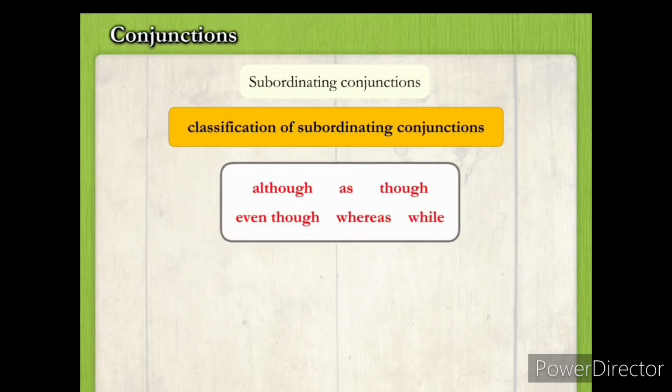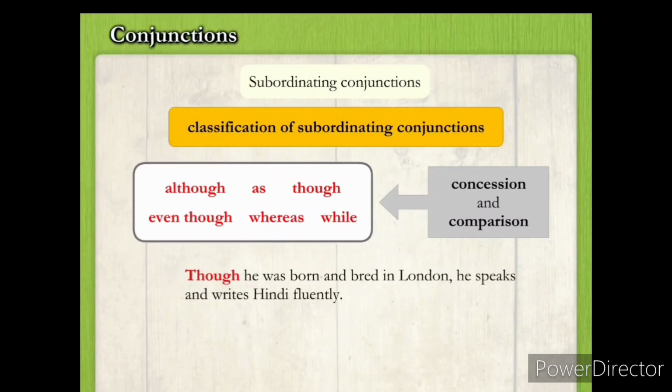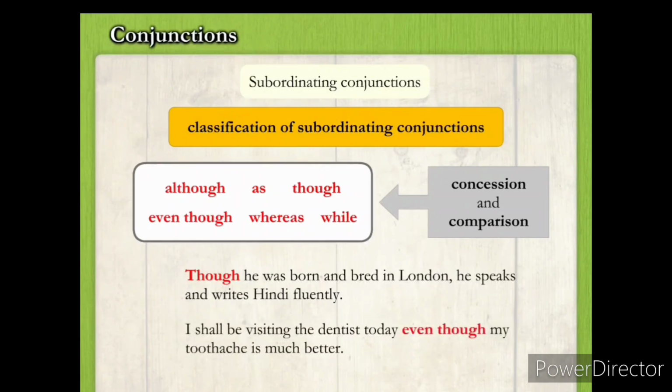Subordinating conjunctions although, as, though, even though, whereas, and while are used to indicate concession and comparison. For example, though he was born and bred in London, he speaks and writes Hindi fluently. I shall be visiting the dentist today, even though my toothache is much better.